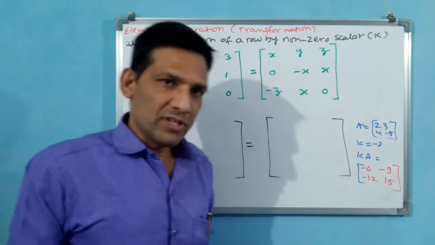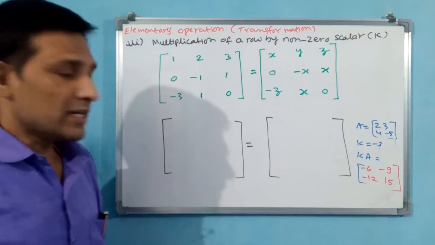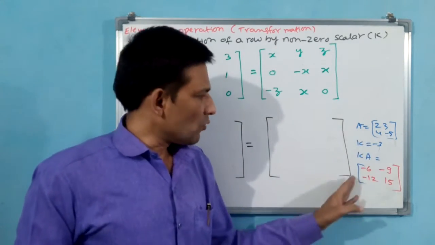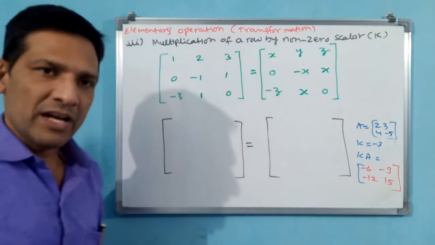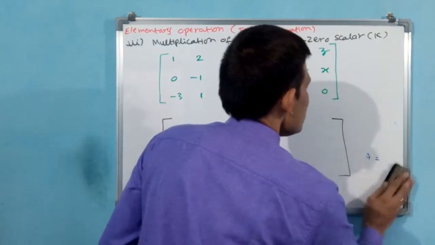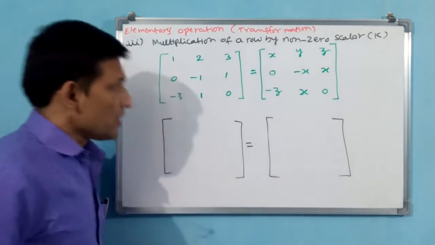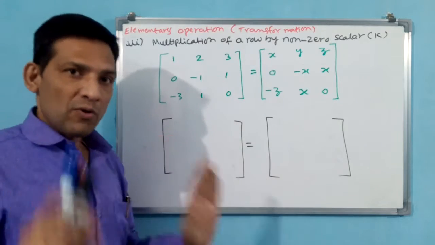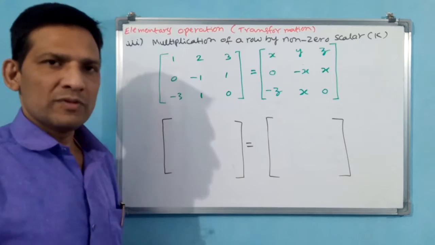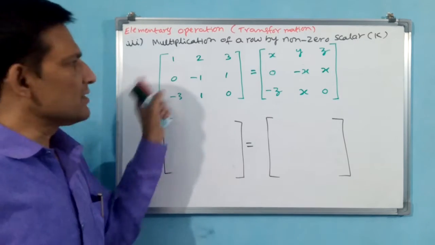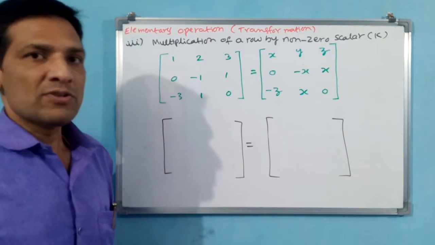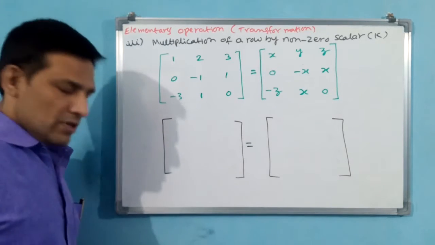This property we have already seen, multiplication by a scalar. That means the scalar is multiplied with all the elements, each element of rows and columns. But here the concept is changing. Here is multiplication of only one row. It may be R1, R2 or R3. We will study up to 3 by 3 matrices, so only 3 rows and 3 columns are there. Multiplication of a row by a non-zero scalar.